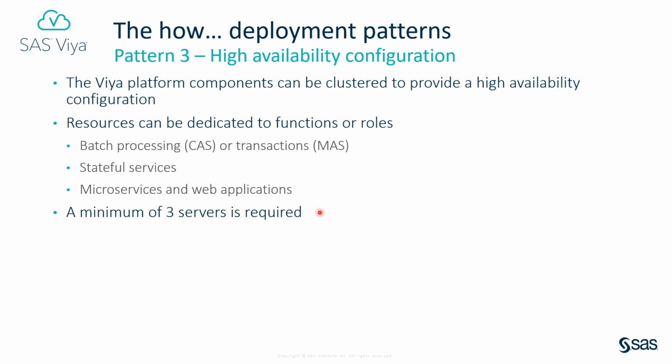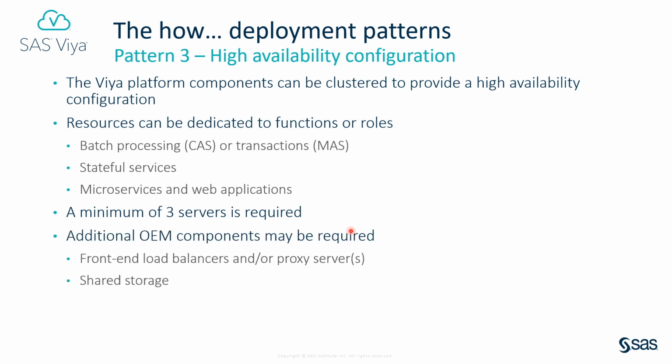To implement a high availability configuration, a minimum of 3 servers is required. You may use more depending on your requirements. Additional OEM components may be required, for example, front-end load balancers or proxy servers, and as we've already seen with scaling MAS, shared storage may be required as well. This is a more complex configuration to maintain and manage, but the use of a high availability configuration should be driven by your business requirements, the availability requirements.